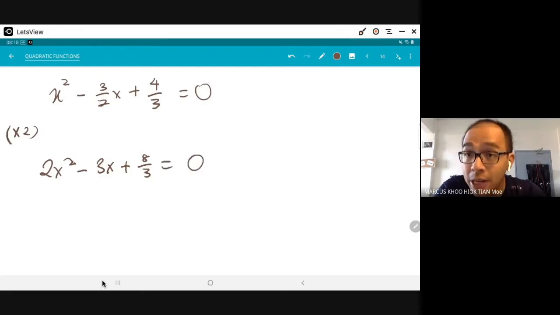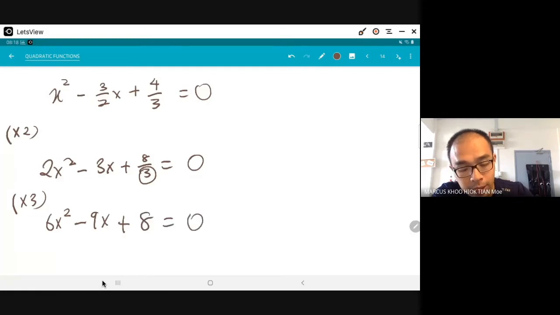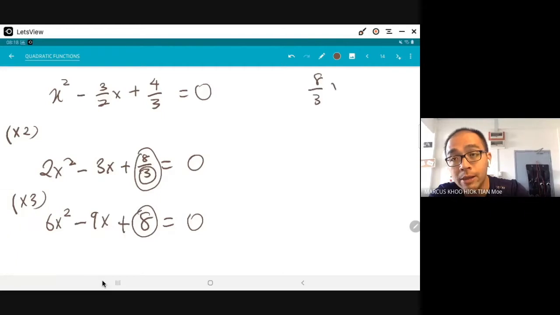But we still have another fraction. So what do you do? You multiply everything by 3. Okay, so you have to do it twice, doesn't matter. So you multiply everything by 3. 2x squared times 3 will give you 6x squared minus 9x plus 8 equals 0. Why can 8 over 3 become 8? This is basic maths. 8 over 3 times 3.